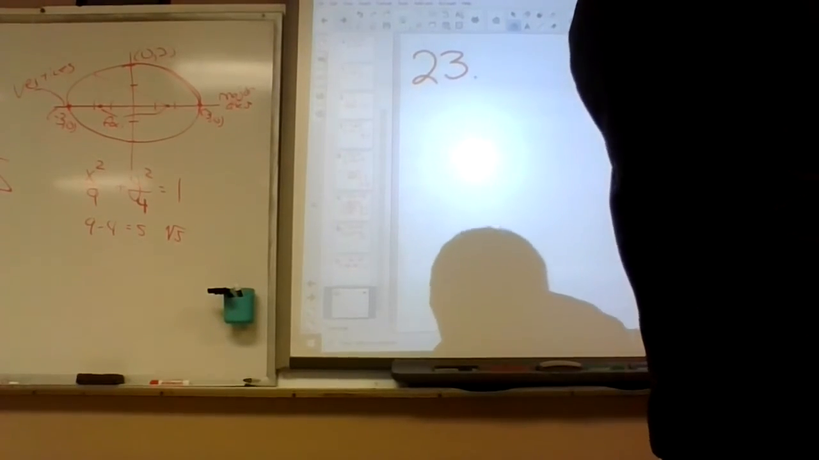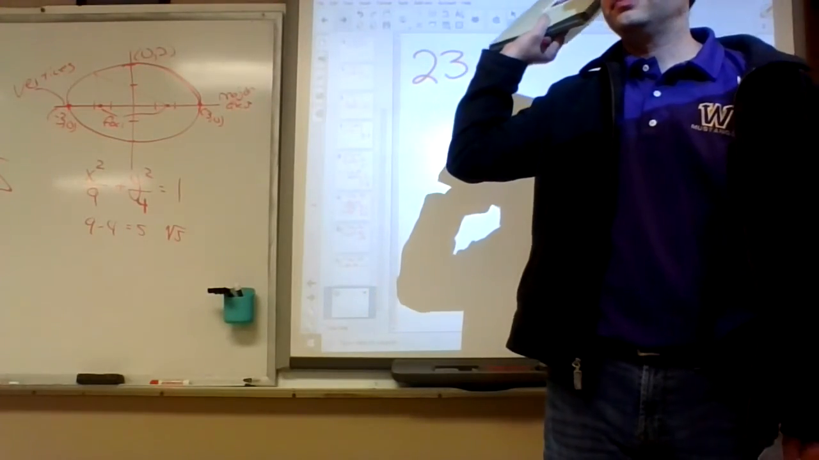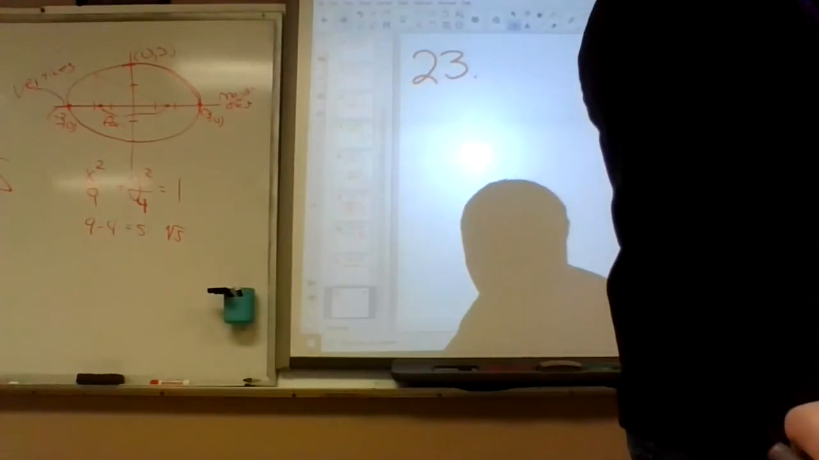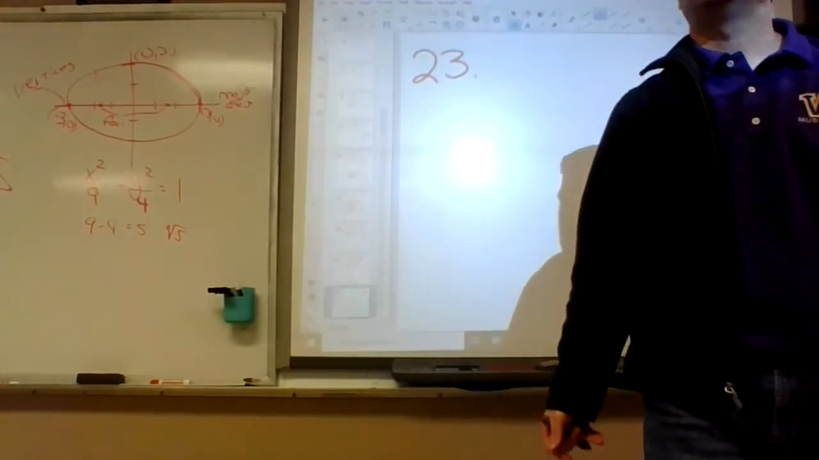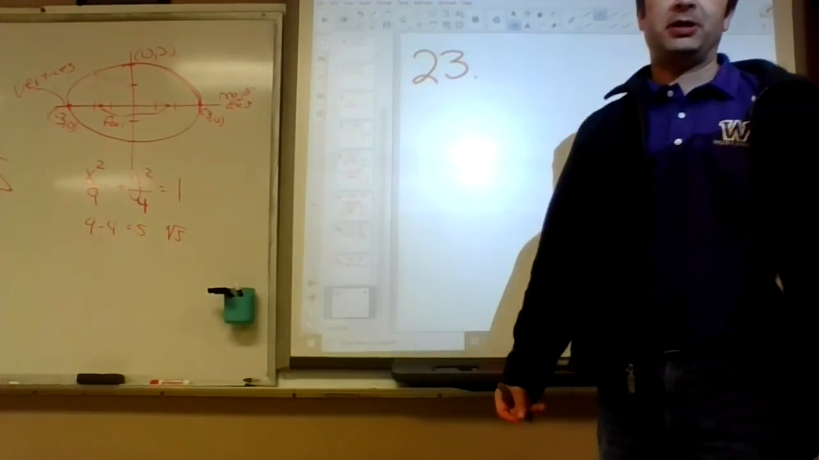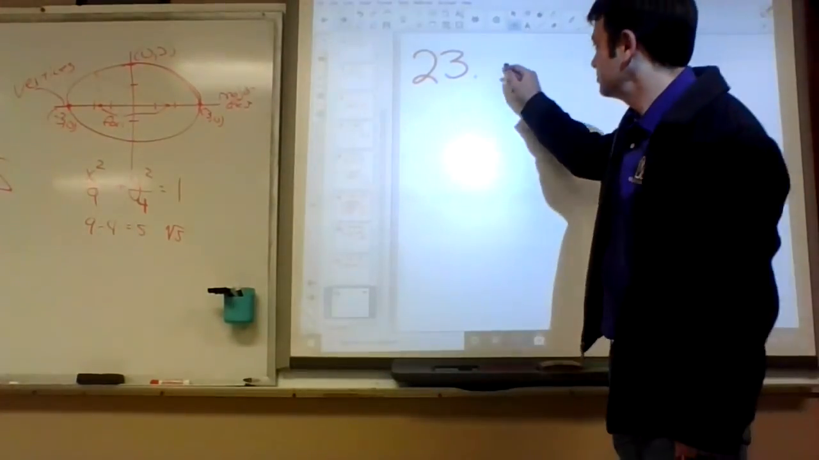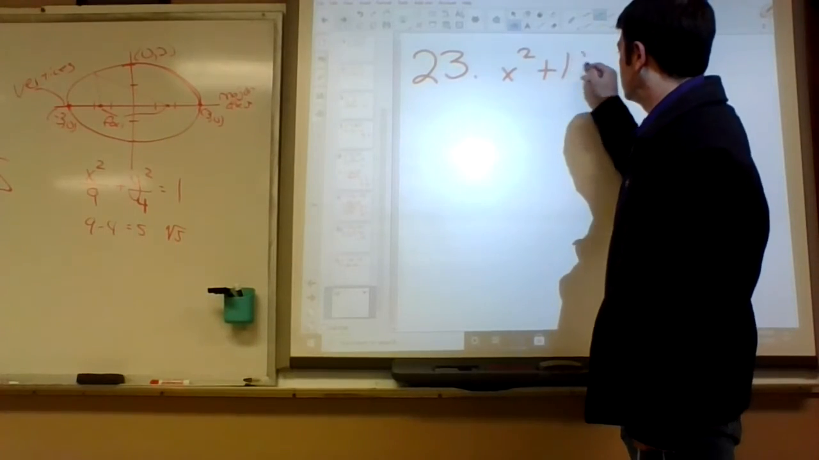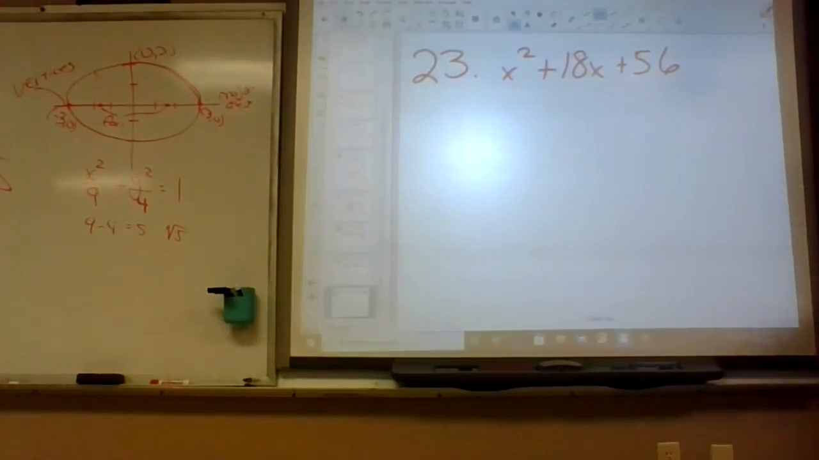23. What's wrong with 23, guys? It's backwards. It's out of order. What's the normal order? x squared plus 18x plus 56.